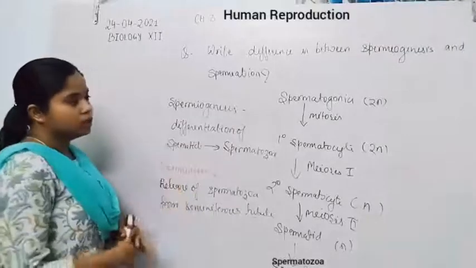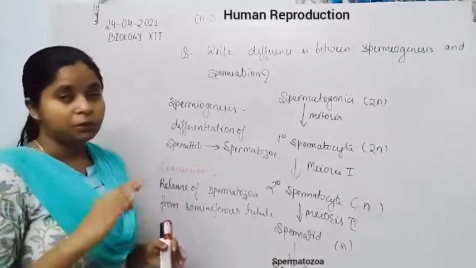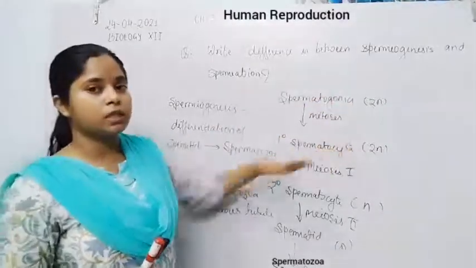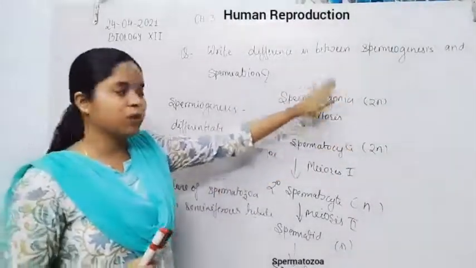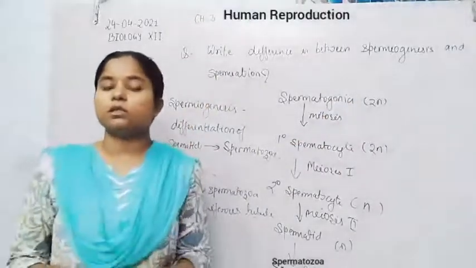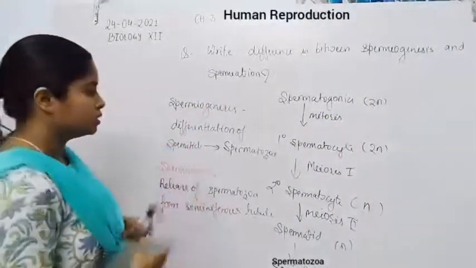So both processes take place one after the other. First is spermiogenesis, and the second step is spermiation. So here is the difference between spermiogenesis and spermiation.